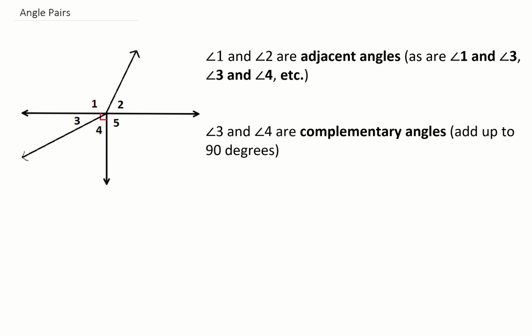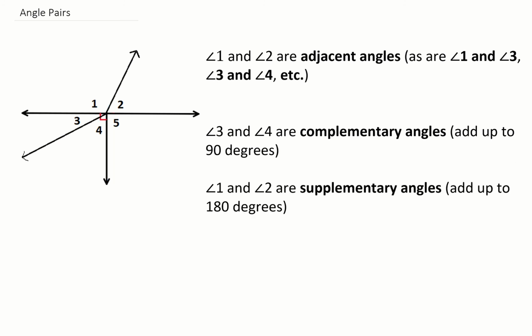Angles 3 and 4 are complementary because notice that they add up to this right angle. So again, let me highlight that. This right here is a right angle. It's 90 degrees. And so angle 3 and angle 4 add up to 90 degrees when you put them together. Angles 1 and 2 are supplementary because if you put them together, they add up to 180 all together. Angles 1 and 2 also form what we call a linear pair because they're adjacent, they share that common side, and they add up to 180.